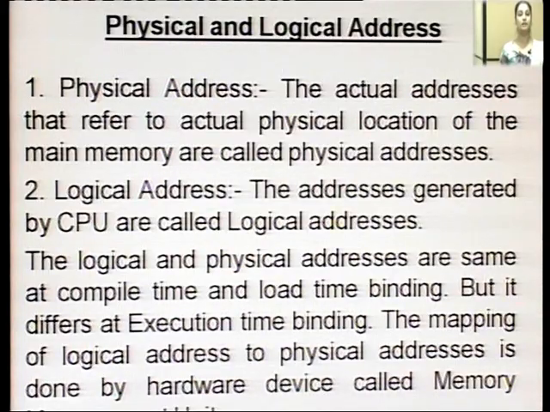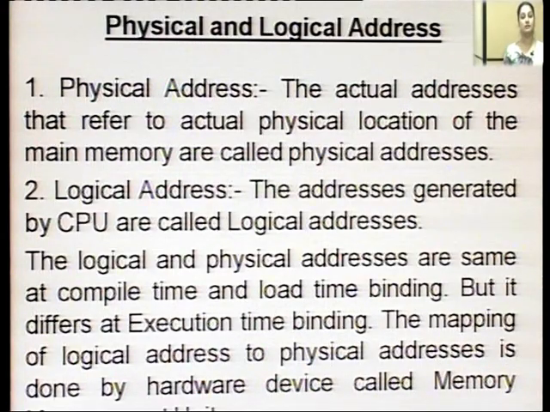Now, physical addresses and logical addresses. There are two different types of addresses present in the system. The first is a physical address and the second is a logical address. We have to convert the physical address to the logical address and the logical address to the physical address. Now, what is a physical address? The actual address that refers to the actual physical location in main memory is called a physical address. The place where our data is placed in main memory is a physical address.